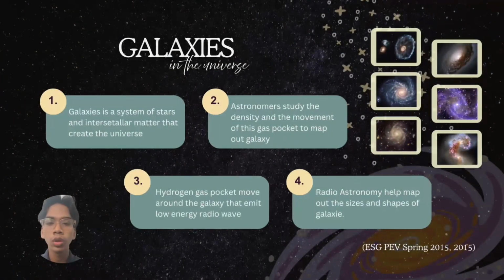Galaxy in the universe. A galaxy is a system of stars and interstellar matter that makes up the universe. Second, astronomers study the density and the movement of these gas pockets to map out the galaxy. Third, hydrogen gas pockets move around the galaxy and emit low energy radio waves. Last one is that radio astronomy helps map out the size and shape of galaxies.